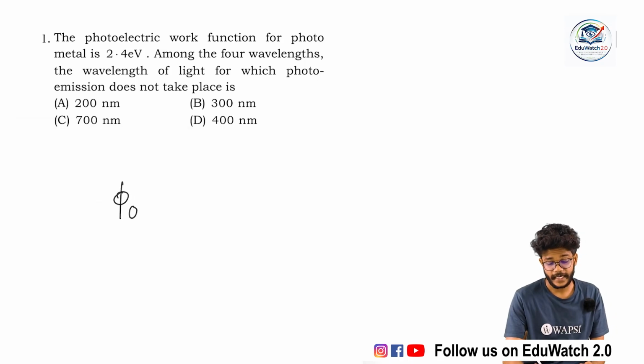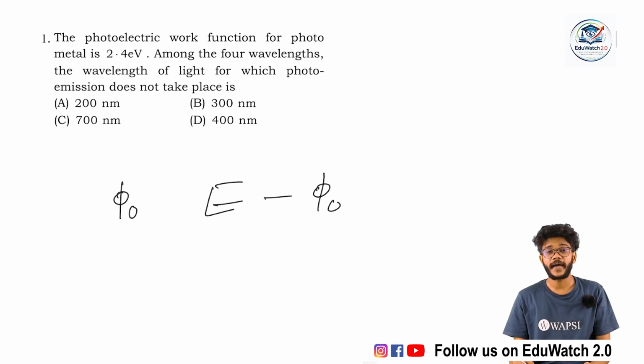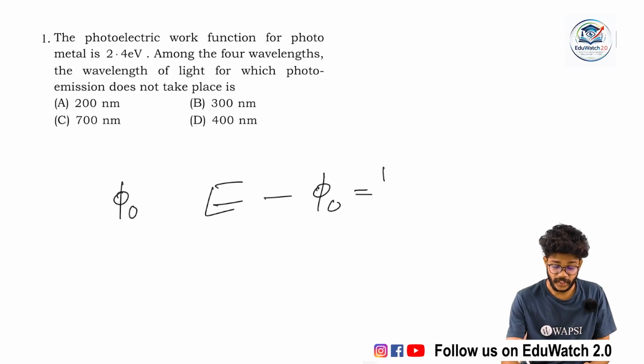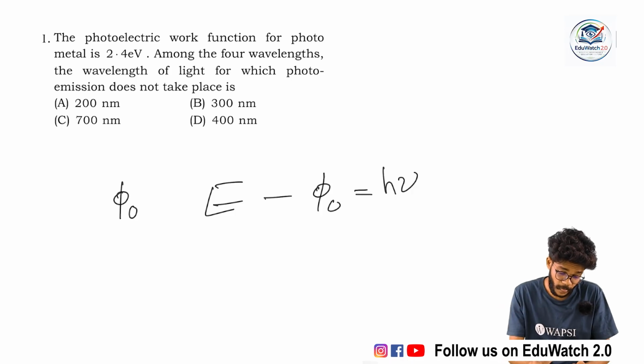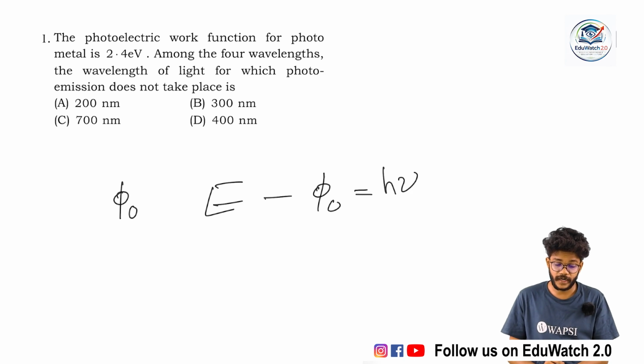The incident energy of the photon is E and the work function is phi naught, and E minus phi naught gives h nu. That nu is the frequency of the ejected electron. With respect to that frequency we can find the wavelength and what the color is, whether it is visible or not. Here the work function is 2.4 electron volt.